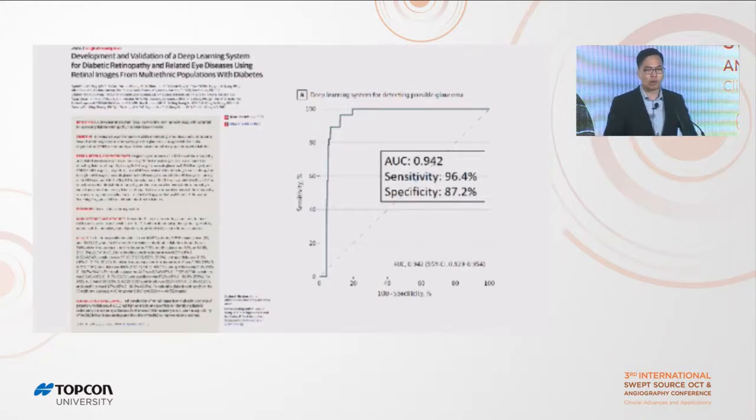I just highlight the performance for glaucoma detection here, and this paper shows a pretty good diagnostic performance for detecting possible glaucoma. We have an AUC, area under the receiver operating characteristic curve, of 0.94, which is a pretty good diagnostic performance indicator. If you have one, that means the discriminating power of the neural network here is 100%. If it is 0.5, that means it's 50%, and basically it's by chance for the discrimination. The sensitivity and specificity are relatively high.